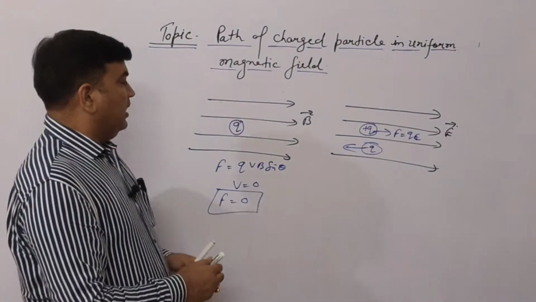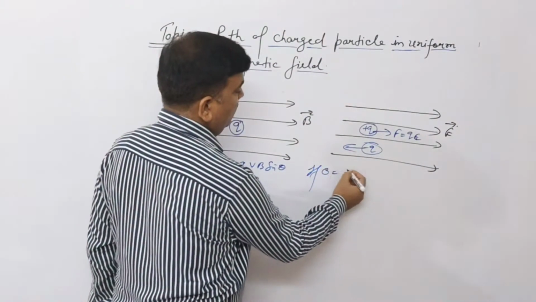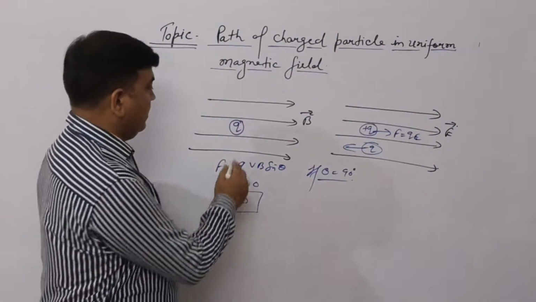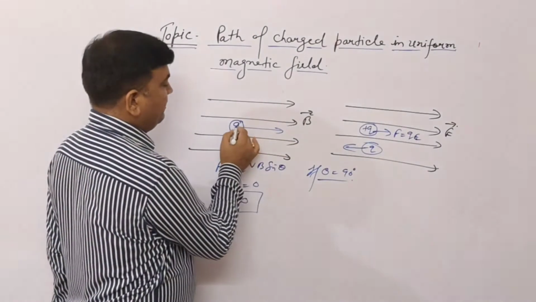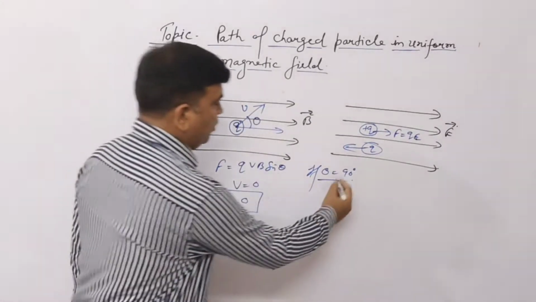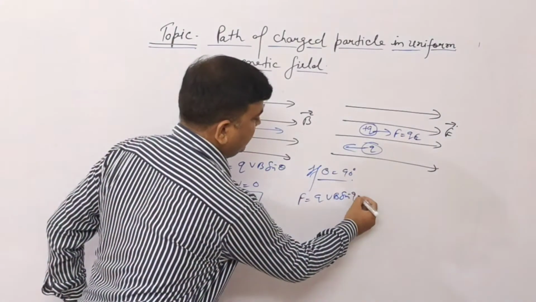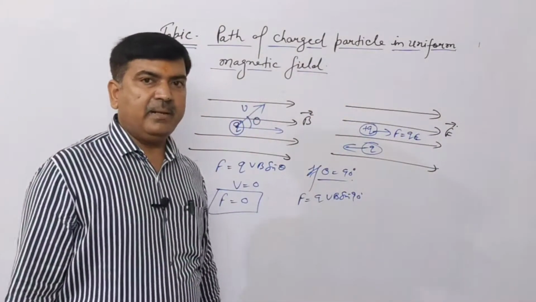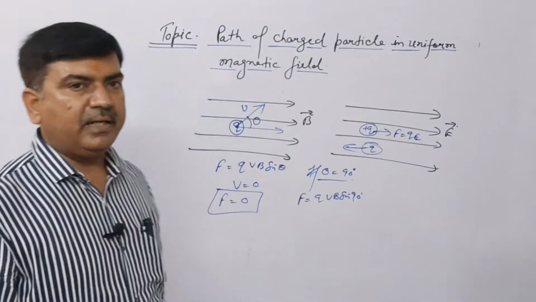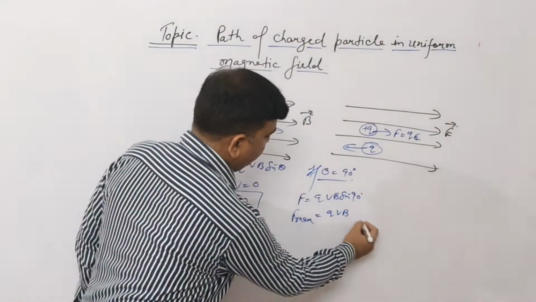Is it clear? And now it is given F equal to qvB sine theta. If theta equal to 90 degree, that means the charged particle is moving with velocity v at an angle theta to the direction of the magnetic field. If theta equal to 90 degree, then F equal to qvB sine 90. Everyone knows the maximum value of sine theta is 1. At which angle? At 90 degree, sine 90 is 1. So in this case, the force is maximum, F maximum equal to qvB.